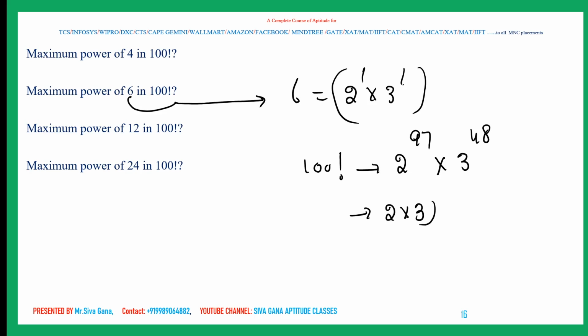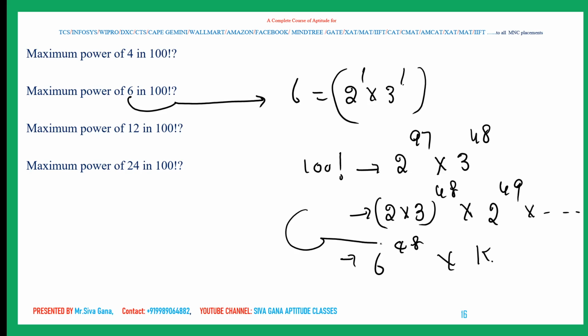But we need 2 and 3 both. So we can write up to 2 into 3 power 48, and the rest of the number is something else. This is nothing but 6 power 48 into some constant. So the maximum power of 6 we can write is 48, because 2 and 3 combinations are only 48 available. Of course 2's are still available but 3's are not available. To get the 6 we need both 2 and 3, but 2's are still more available.